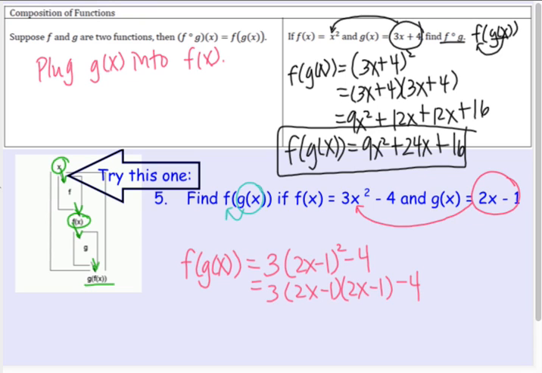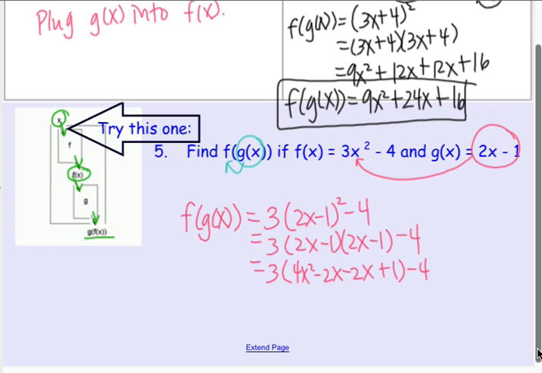Got to FOIL. Don't forget about that 3 out in front. So I'm going to have 4x squared minus 2x plus 1. Now I'm going to combine my like terms in my parentheses. Actually, I'm just going to write it out here. This is going to give me negative 4x. Distribute this 3. Don't forget to rewrite down this minus 4. And then combine my last bit of terms.